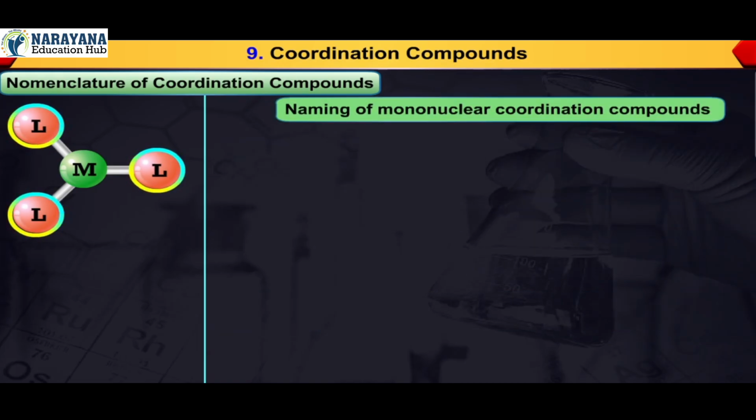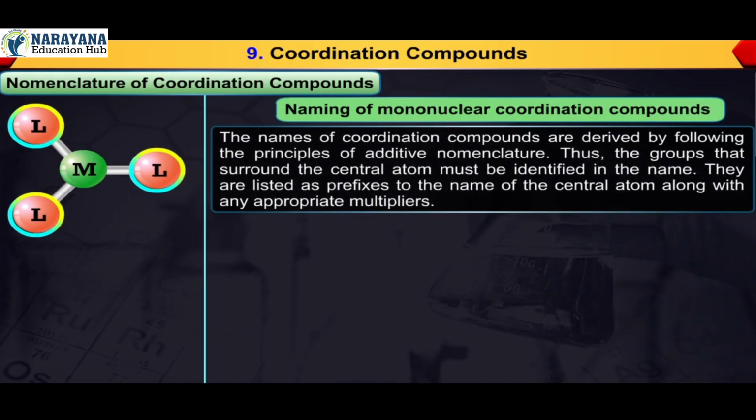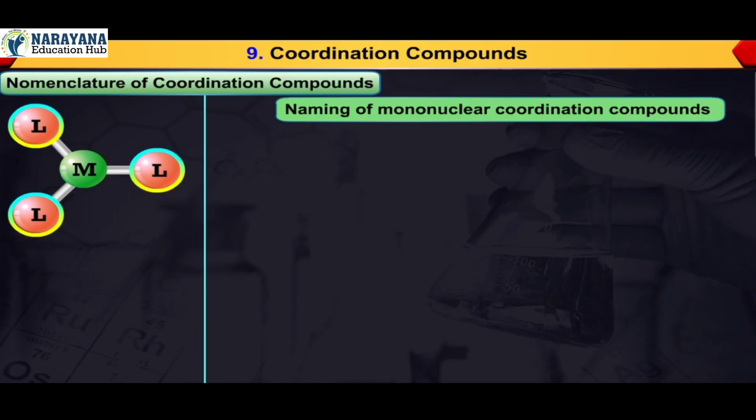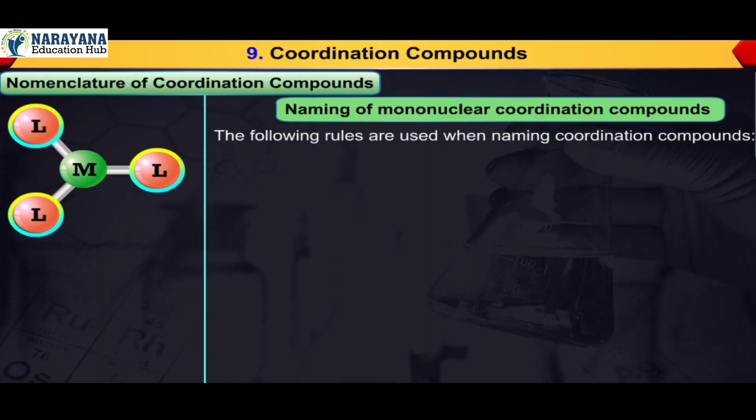Naming of mononuclear coordination compounds. The names of coordination compounds are derived by following the principles of additive nomenclature. Thus, the groups that surround the central atom must be identified in the name. They are listed as prefixes to the name of the central atom along with any appropriate multipliers. The following rules are used when naming coordination compounds.